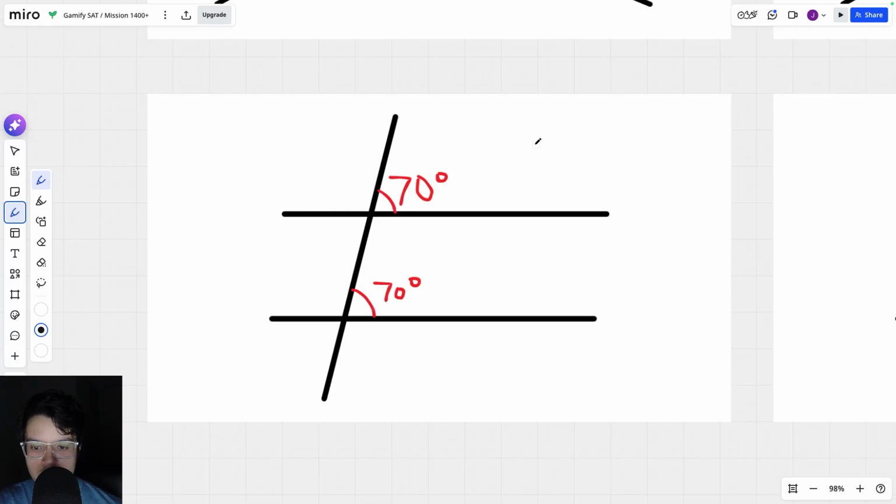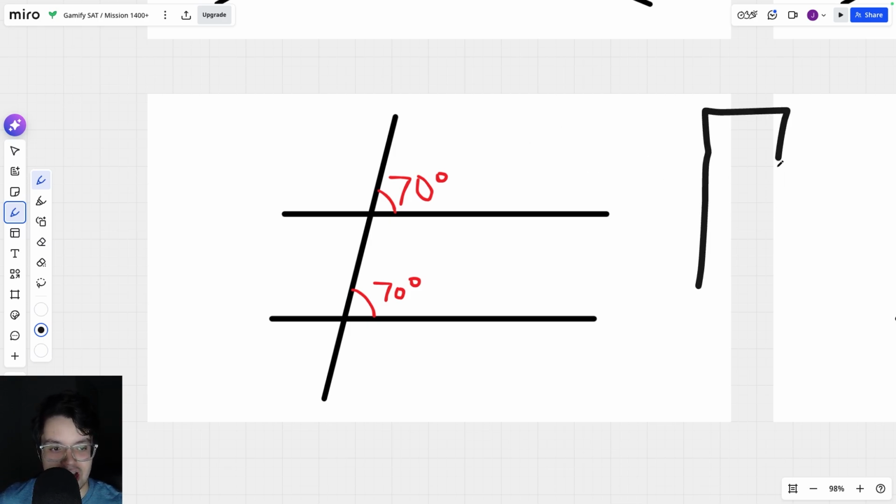Now, in addition to this, you can have a situation where you have one line passing through two parallel lines. When I say parallel, what I mean is that they are perfectly matched up. So this line is the exact same angle as this line. They are both just perfect on this. Hopefully you know what parallel is, like parallel parking.